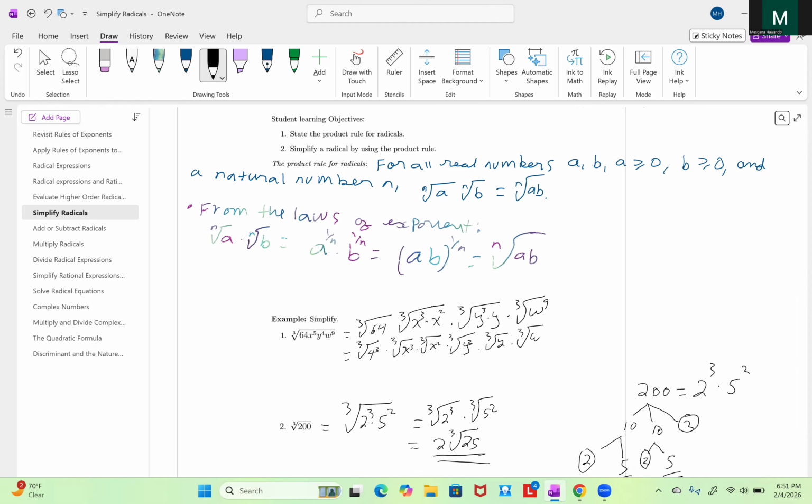Okay. And one thing that I need to mention here, moving forward from this point on, we assume all variables are non-negative. So we don't need to worry about putting absolute values whenever the index is even.